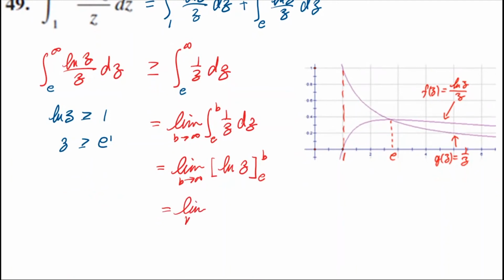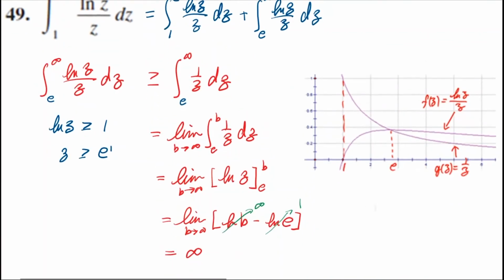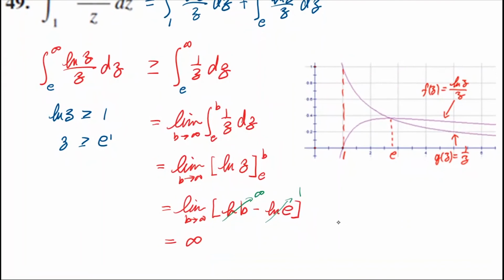And the limit as b approaching infinity of ln b minus ln e. And what is ln e? Somebody tell me what ln e is. It's 1. This is 1. And of course, ln b approaches infinity. So we have infinity. So now, of course, our integral is divergent. So we can say our integral is divergent.